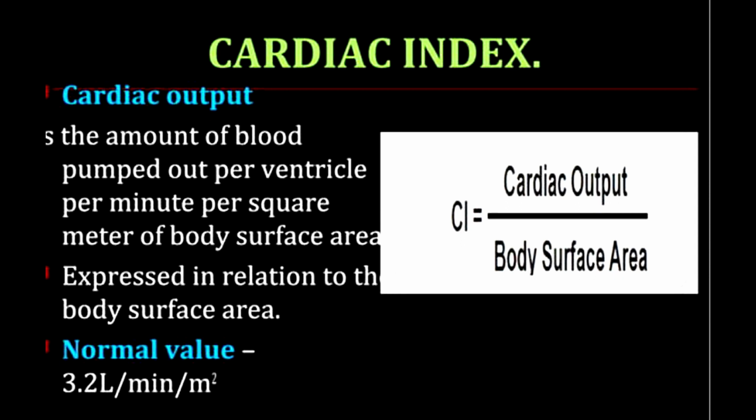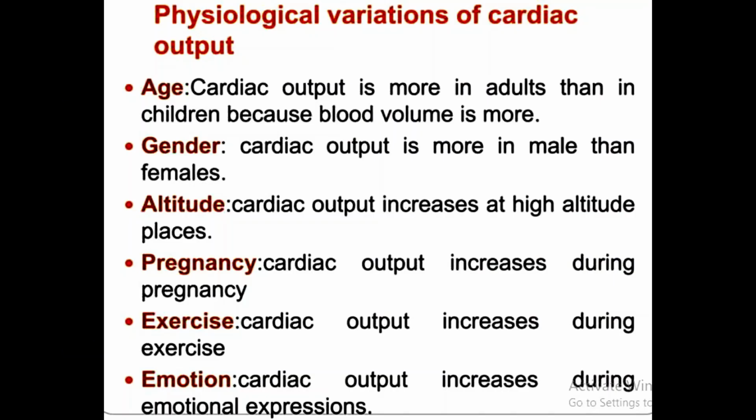Now let us discuss the variation in the cardiac output. Age. In children, the cardiac output is less because of less body volume. So the cardiac index is more than that in adults because of lesser body surface area. In females, the cardiac output is less than in males. Why? Because of less blood volume. Cardiac index is more than in males because of the lesser body surface area. So the greater the body build, the more the cardiac output.